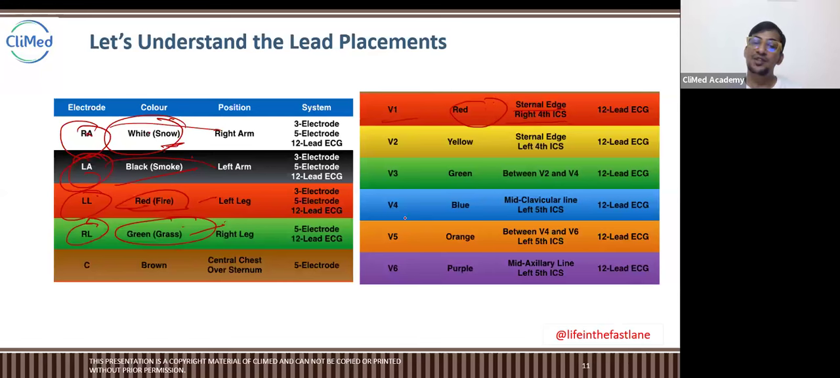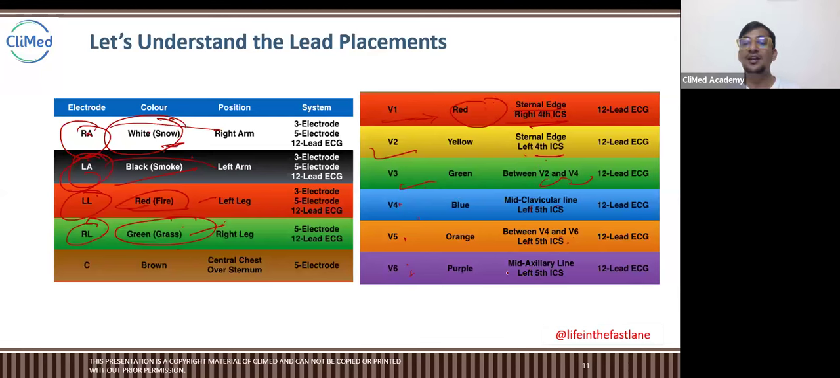Okay, then V1 to V6. V1 is again red, the fourth ICS on the right side of the sternum, and then left of the sternum, the fourth ICS, with yellow color, and then green color between V2 and V4. Then V4, V5, V6 are midclavicular, between V4 and V6, at the ICS.